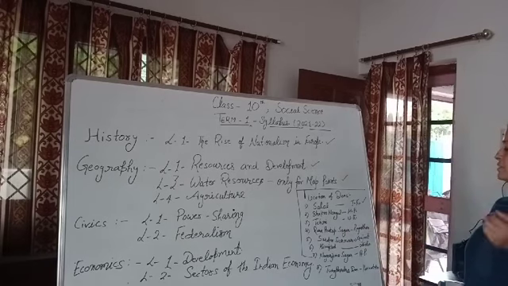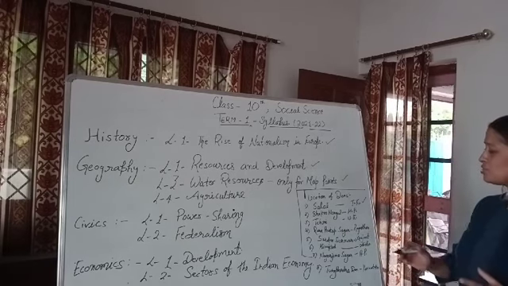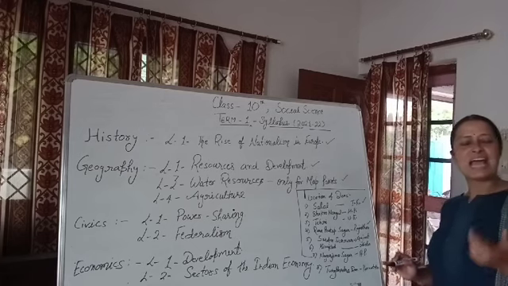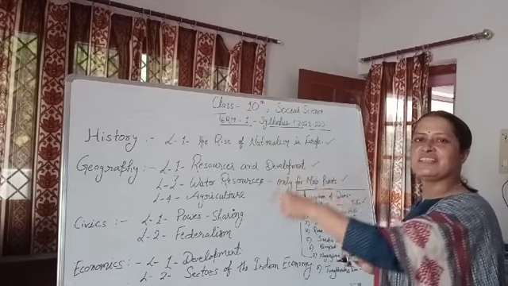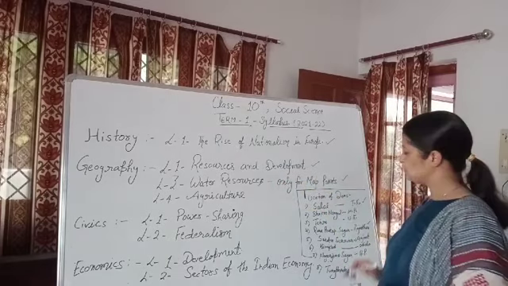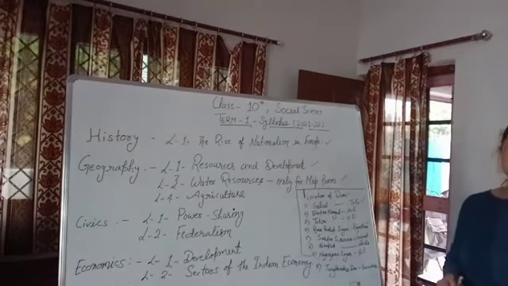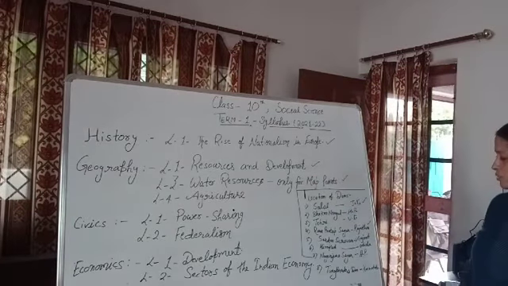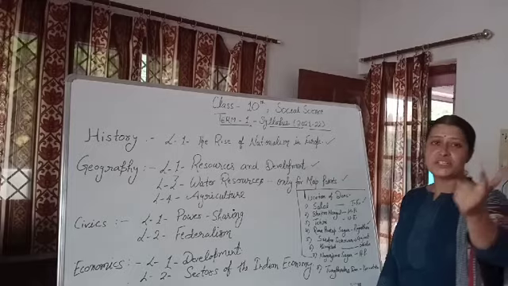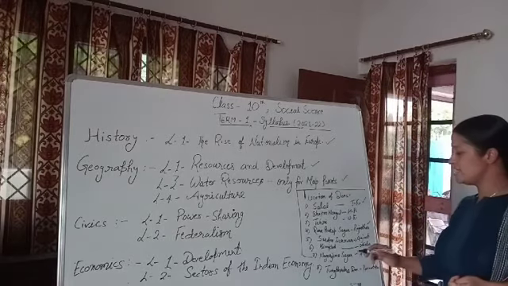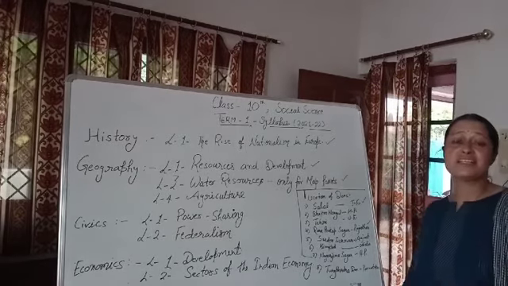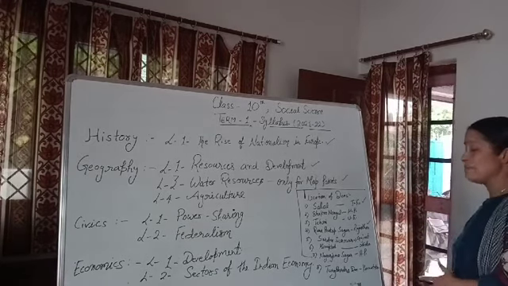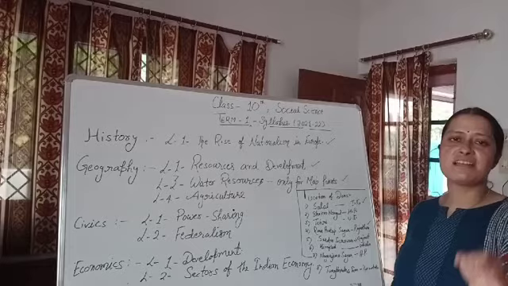Then Rana Pratap Sagar Dam. So students, the location of Rana Pratap Sagar Dam is in Rajasthan, and it is very easy to find where Rajasthan is in the Indian outline political map. Sardar Sarovar Dam is located in Gujarat. Then Hirakud Dam is located in Odisha. And last but not the least, the Nagarjuna Sagar Dam, and it is in Andhra Pradesh. And the last is Tungabhadra Dam, and it is located in Karnataka.